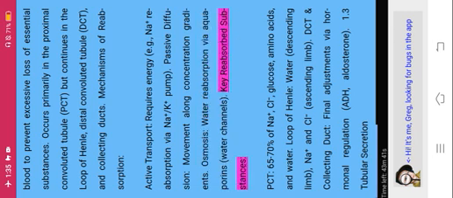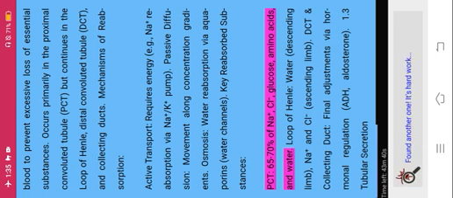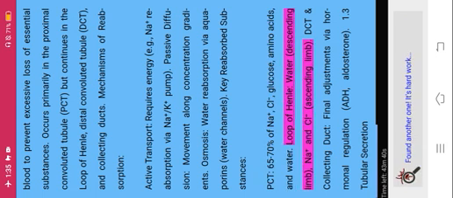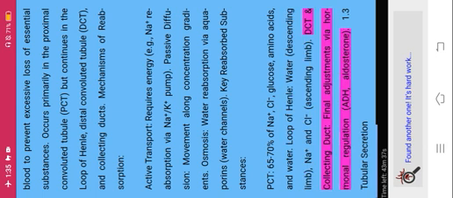Key reabsorbed substances. PCT, 65-70% of Na, Cl, glucose, amino acids, and water. Loop of Henle, water in the descending limb, Na and Cl in the ascending limb. DCT and collecting duct, final adjustments via hormonal regulation, ADH, aldosterone.